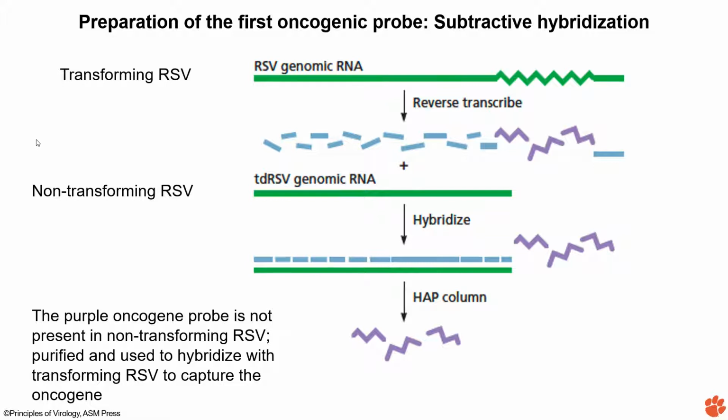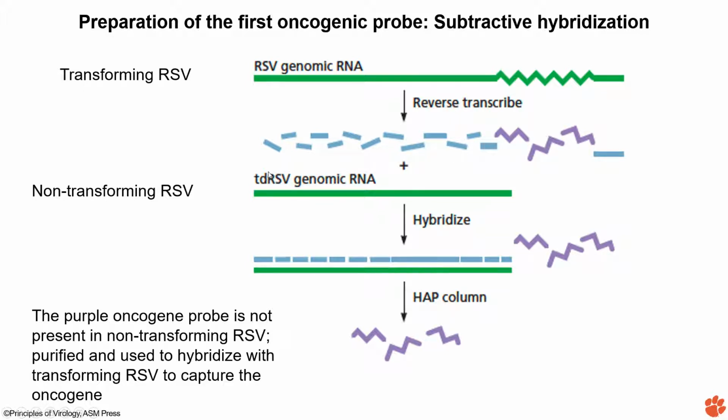It's a very elegant but pretty straightforward experiment called subtractive hybridization. Think about this: you have the RSV genomic RNA, and they reverse transcribed it. Reverse transcriptase was already discovered by that time. So they took the reverse transcriptase, RT, that you use in your RT-PCR as well, reverse transcribed those, and then chewed the products with some endonucleases so they are fragmented.